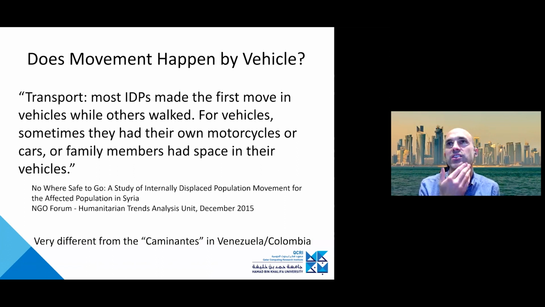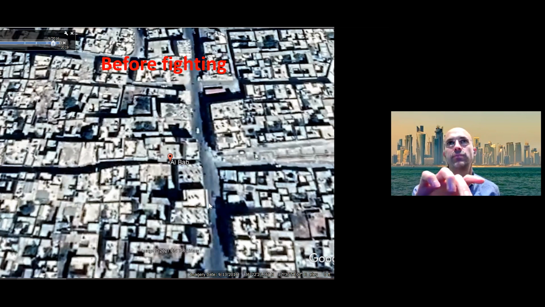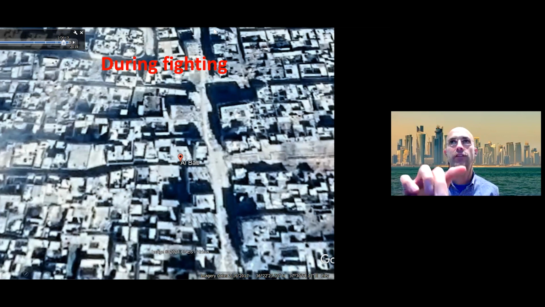So the question is, can we find vehicles in satellite imagery, and is there a proxy for displacement? Here I'm showing this satellite image from Al-Bab, where there was quite a bit of fighting. Before the fighting happens, you see cars here and here and here and here. Then during the fighting, you don't see any cars, all the cars are gone. And then after the fighting, and this is just cloud cover, it's not some explosion, you see a lot of cars that have returned, right?